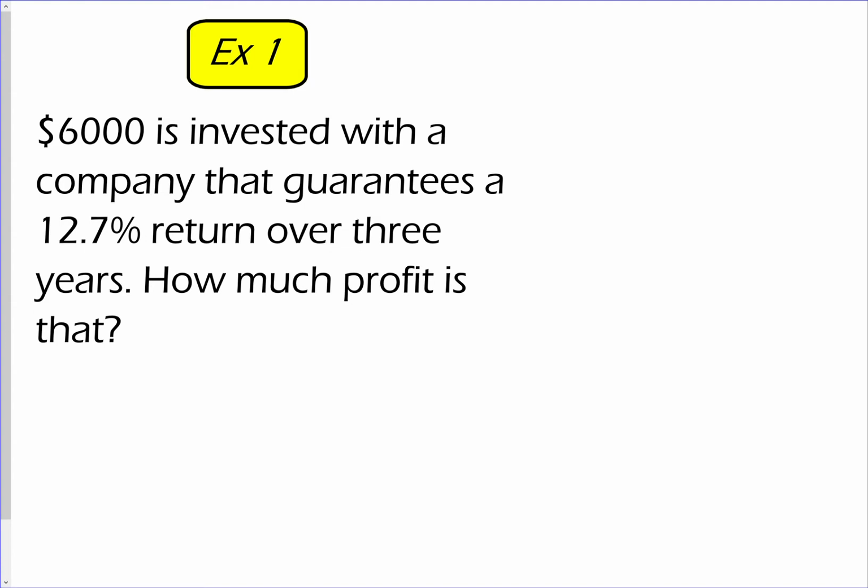So for the first one, you take $6,000 and you invest it at a company that guarantees a 12.7% return over 3 years. How much profit is that? Okay, so we want to start by figuring out how much is going to be there if we take $6,000 and invest it. We have to make this into a decimal, so 0.127, a decimal percent, times 3. Okay, and we can plug this value into the calculator and see what we get.